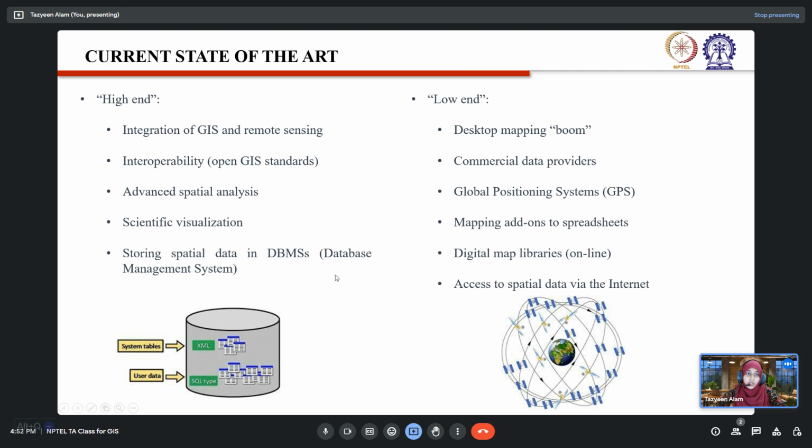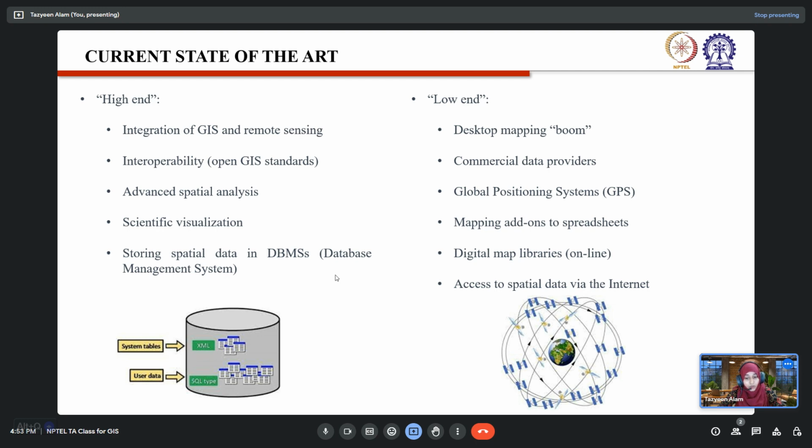Now, if I talk about the current state of art, there are two sections in the current state of art that I can define. Actually, there are not just two, there are more. So let us start with these two. One is the high end, the other is the low end. In the high end, we are talking about integration of GIS and remote sensing. Then we are also incorporating interoperability, that is OpenGIS standards. Then we have advanced spatial analysis, scientific visualization, storing spatial data in database management systems. So all of this is high-end state of GIS.